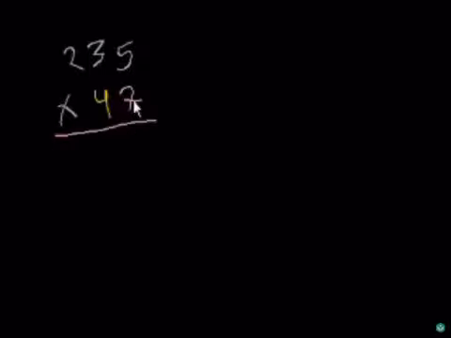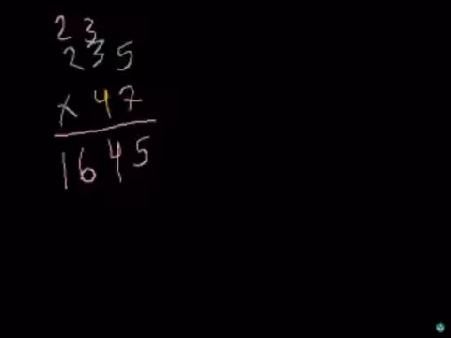So we'll take that 7 and we'll multiply it by 235. So 7 times 5 is 35. 7 times 3 is 21, plus the 3 we just carried is 24. 7 times 2 is 14, plus the 2 we just carried, this is 16. So we're done with the 7. Now we have to deal with this 4.